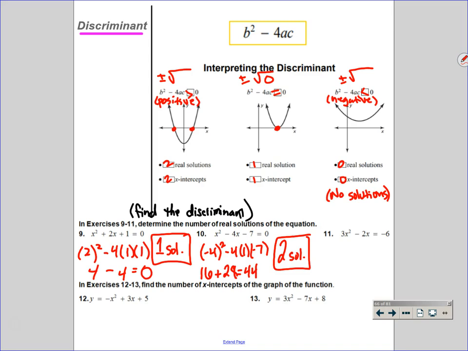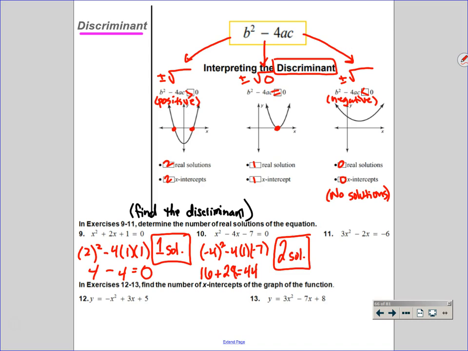So when the discriminant is, because we're interpreting the discriminant, using the formula up above. When the discriminant is a positive, I have 2 solutions. When the discriminant is 0, I have 1 solution. And when the discriminant is negative, I have no solution. Because then a negative is going to get put into that square root.